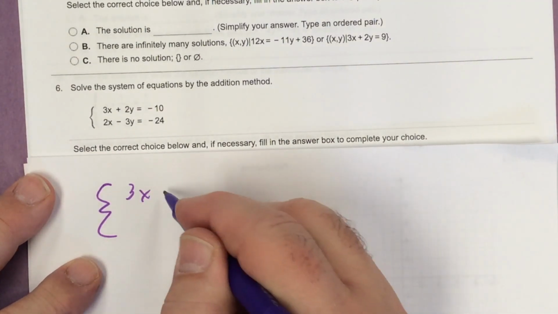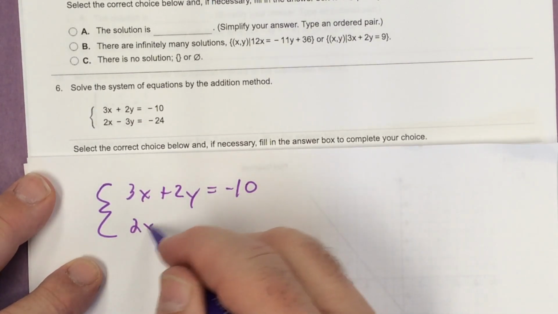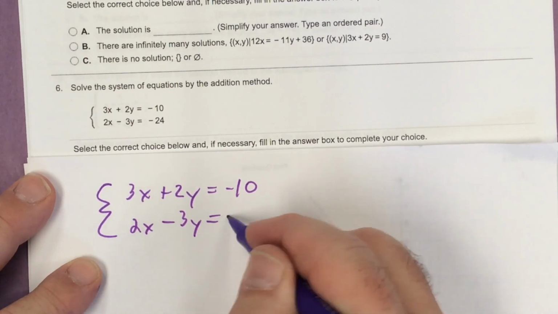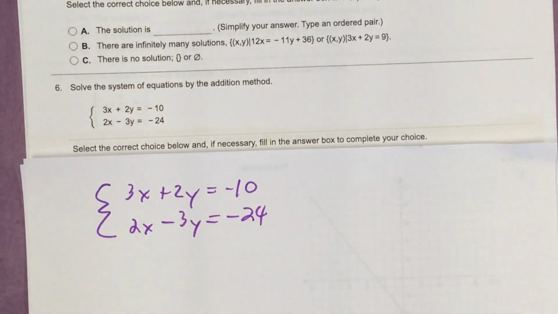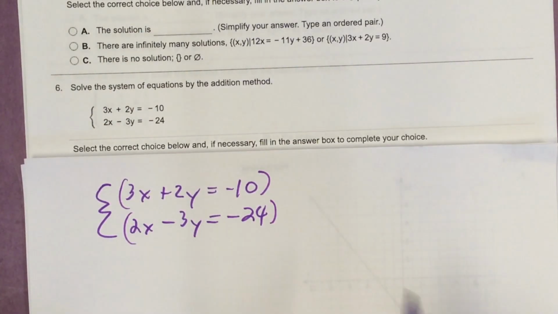So we have 3x plus 2y equals negative 10. The other equation is going to be 2x minus 3y equals negative 24. Now, we can't multiply 2 by any whole number to get it to be 3. So that means that we're really not going to be in the position to multiply any one equation by just one number and get the coefficients to match. So what's going to happen is, in this case, we're going to have to multiply both equations by something to get this to match.